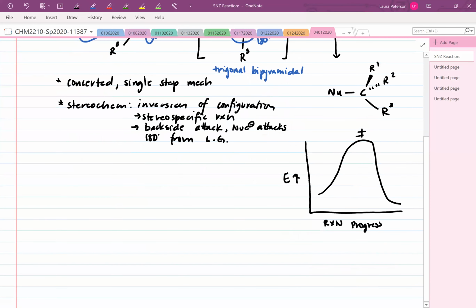Let's make a note here: we're going to look at the rate expression. Let's draw out our generic reaction here. So maybe we had our X plus our nucleophile. We're going to perform this reaction.